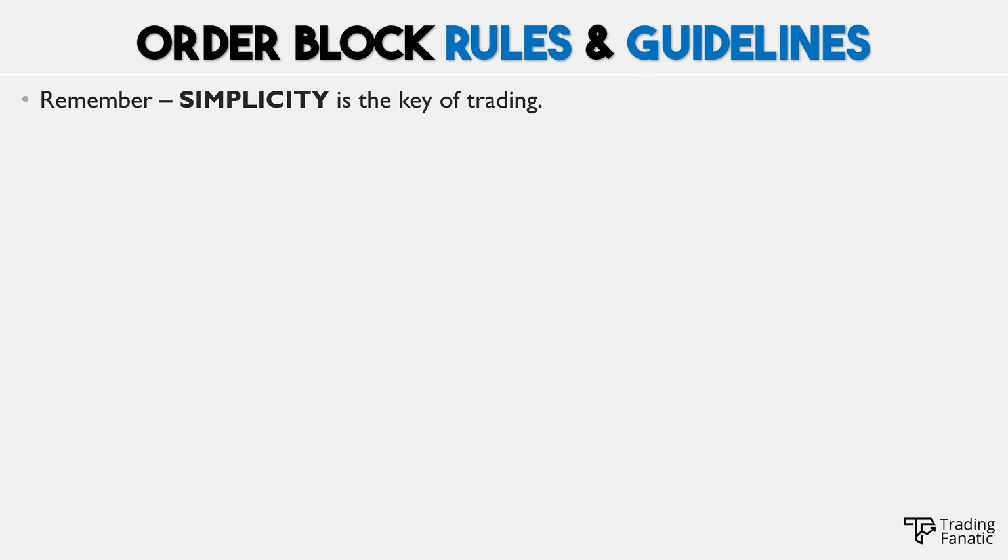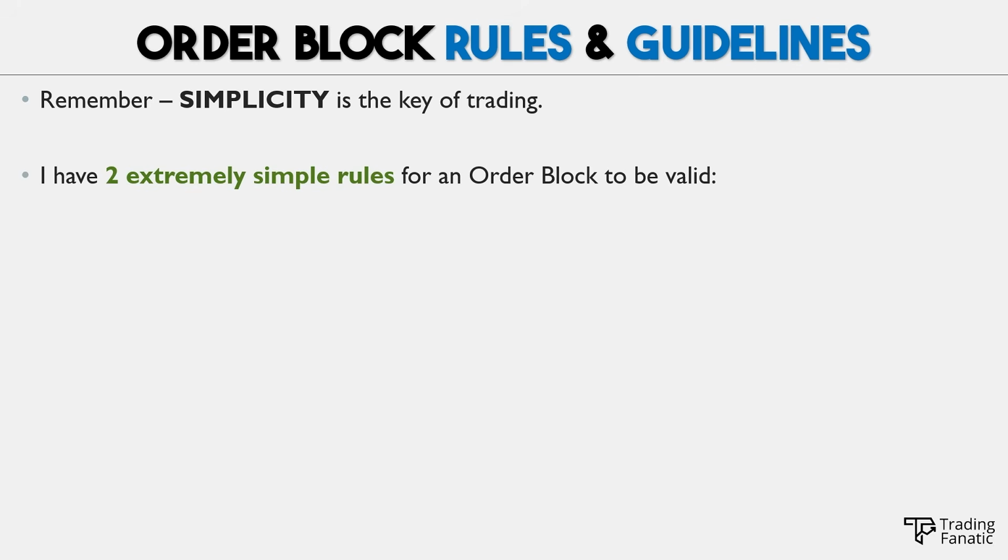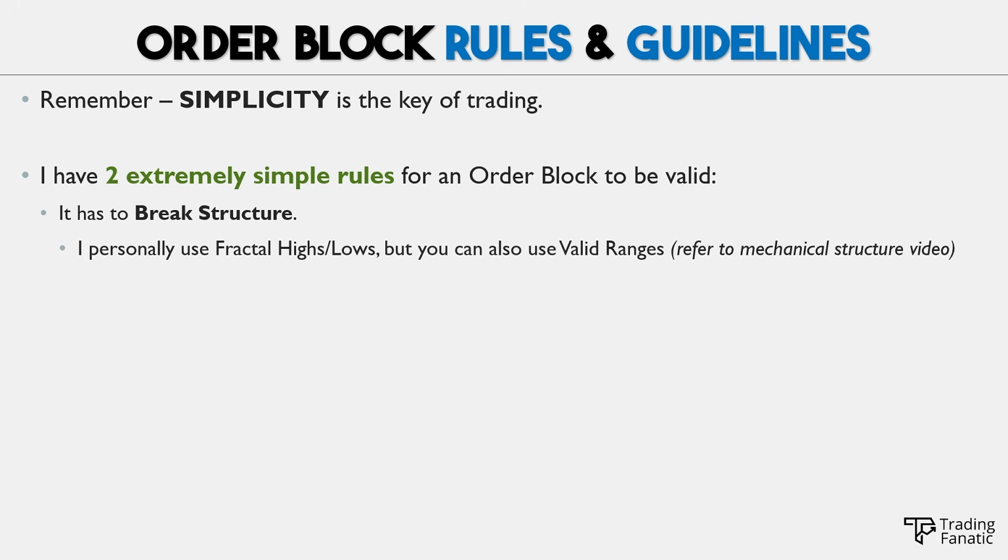So after a lot of work, I have literally defined two extremely simple rules for an order block to be valid. It has to break structure, okay? What sort of structure? I personally use for order blocks fractal highs and lows, but you can also use valid ranges. I can refer you to my drawing market structure in a mechanical way video. I'm gonna leave a card right now so you can watch that, but I'm also gonna show you what fractal highs and lows are. And second rule, it has to print an imbalance, or what is also known as fair value gap by ICT.